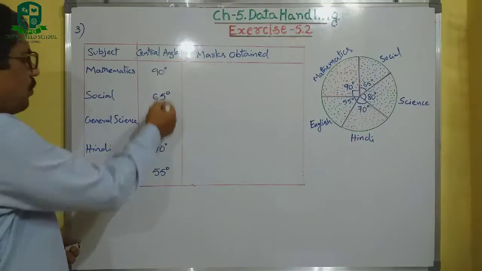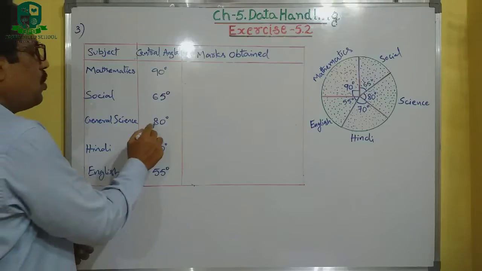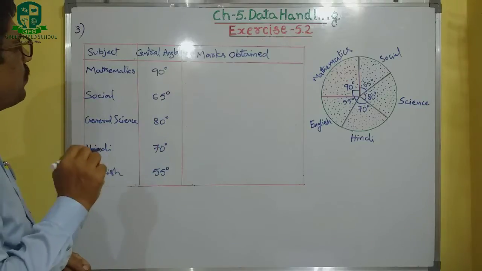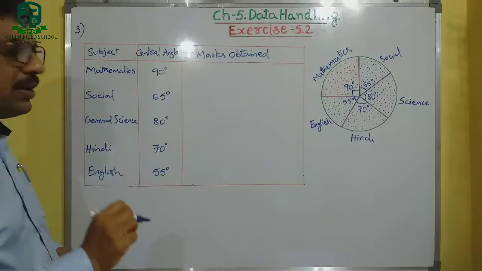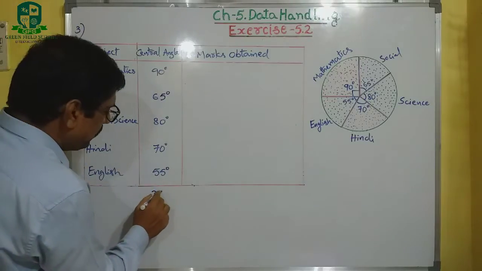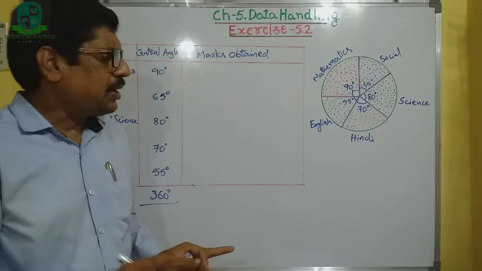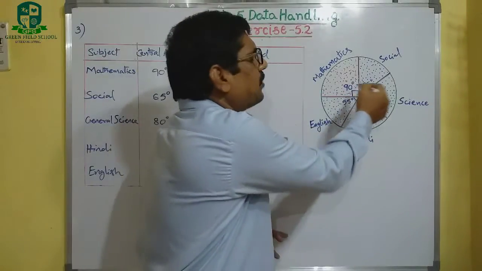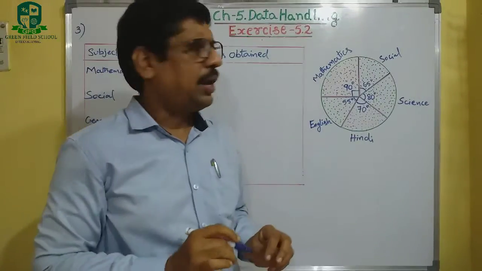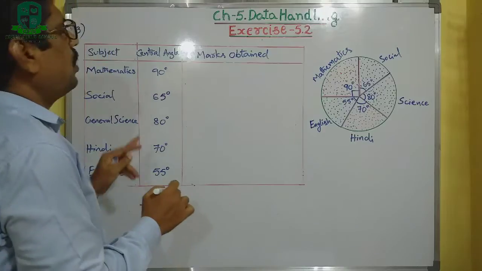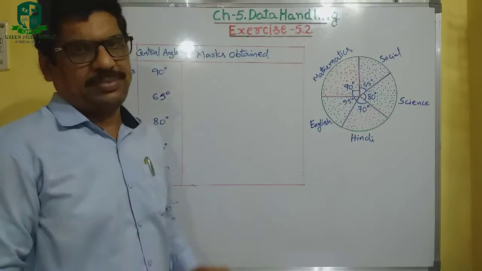If you make the total of all these angles, 90 plus 65 is 155, 155 plus 80 is 235, 235 plus 70 is 305, plus 55 is 360 degrees. So we always get 360. Why? Because that is the total angle at the center of a circle. That's why we call it the central angle. Now from these angles, we are going to find the actual marks of each subject.